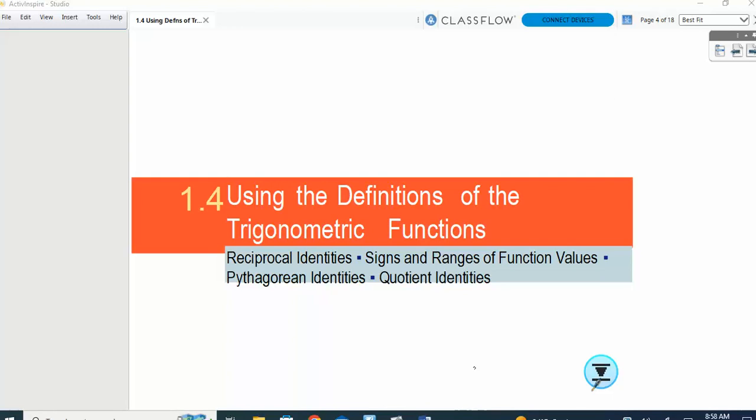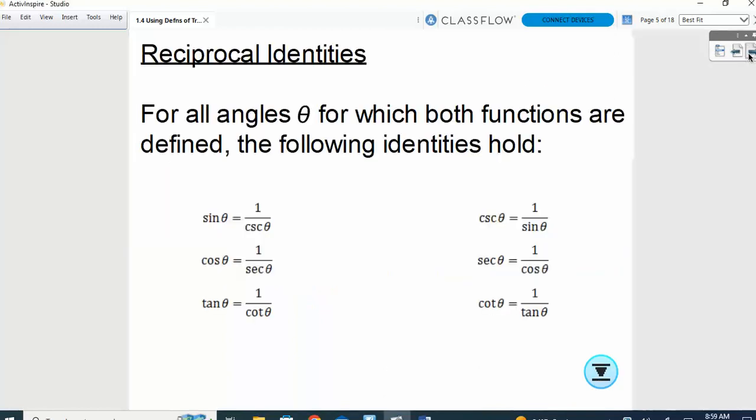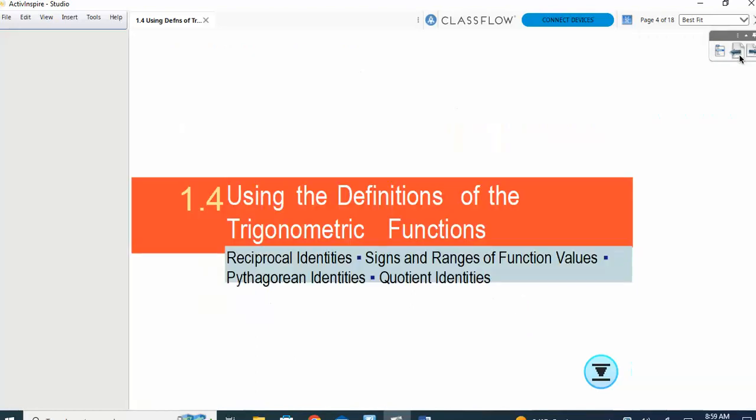So if you are following along in your book, it has a big table and tells you there are reciprocal identities. And this is not something new. We've already been using it. We already know if I have sine, what's the reciprocal of sine? Cosecant. And vice versa. If I know cosecant, I can just flip it and I get sine.